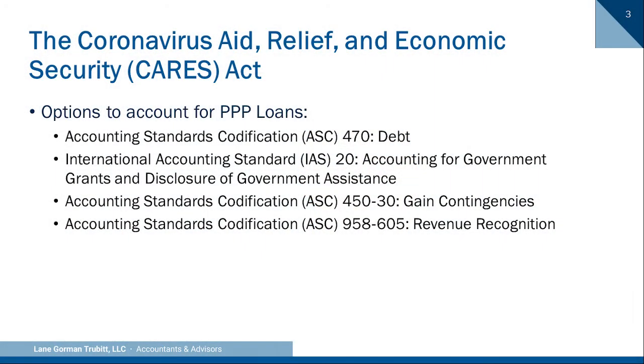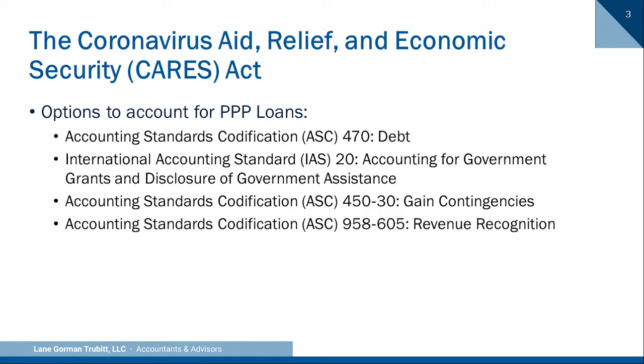There are four options to account for PPP loans under the CARES Act. The first is ASC 470, debt, then IAS 20, accounting for government grants and disclosure of government assistance, ASC 450-30, gain contingencies, and ASC 958-605, revenue recognition. We're going to dive into these options and what is available for not-for-profit organizations. When selecting any of these options that are available to your organization, it does not result in the adoption of a new accounting policy unless the organization has a pre-existing accounting policy.